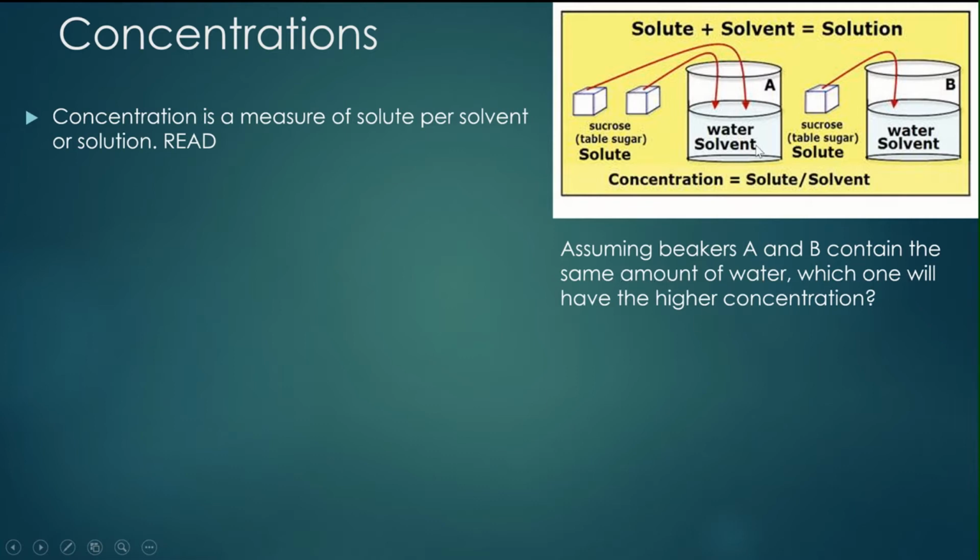Assuming beakers A and B, here's an image, assuming beakers A and B have the same amount of solvent in them, which one would have the higher concentration? Well, beaker A has two sugar cubes, and beaker B only has one sugar cube, so we would say that beaker A has twice the concentration of beaker B. It has twice as much solute per solvent as beaker B.